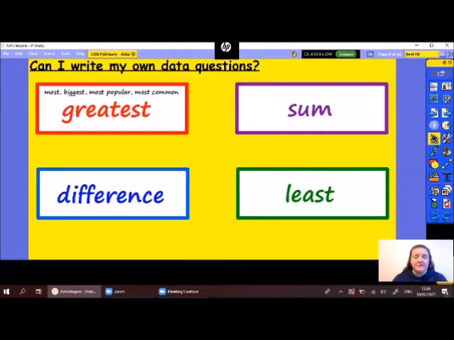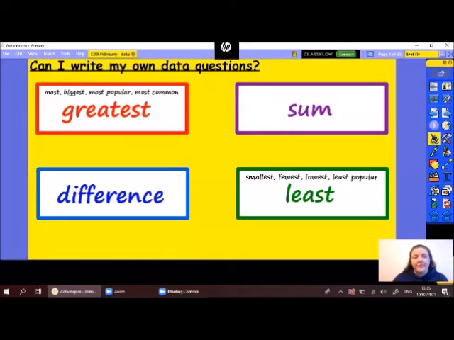The next one I'm going to look at actually means the opposite to greatest or most. Which word is that? Yeah, it's the green one, the word least. So where greatest means the biggest, the word least means the smallest or fewest, or the lowest result, or the least popular or least common.